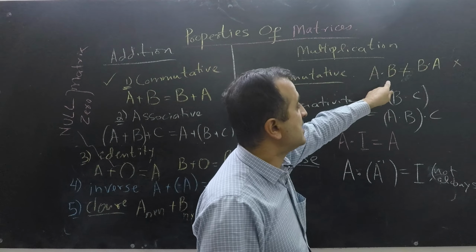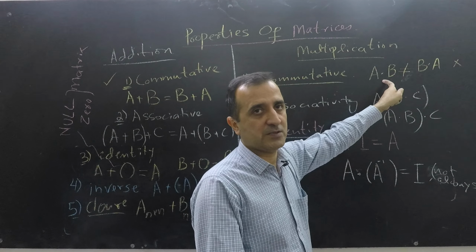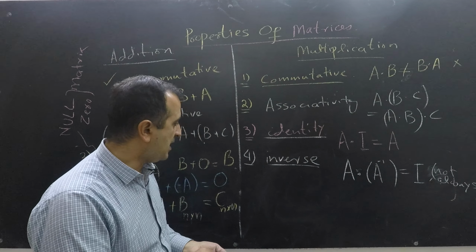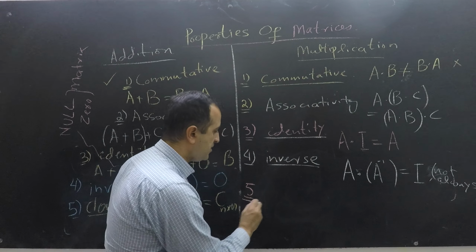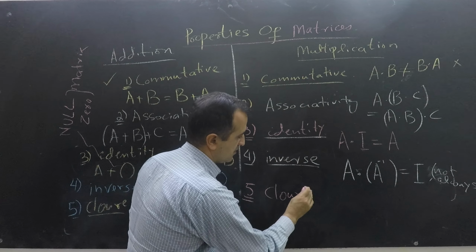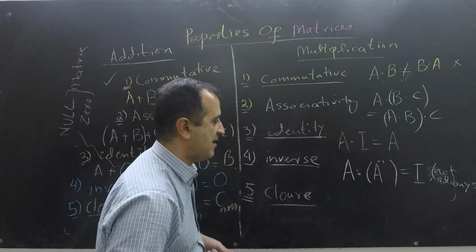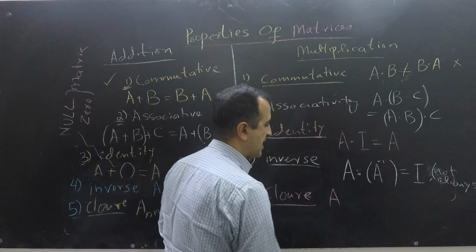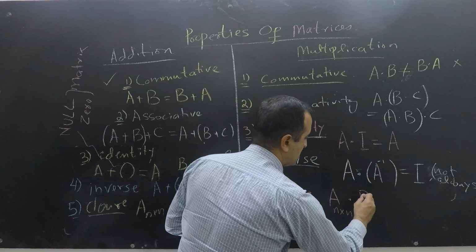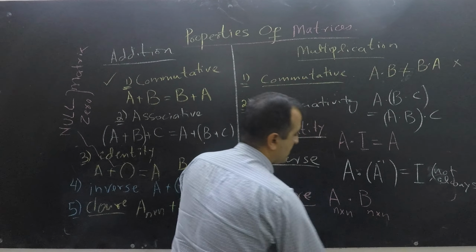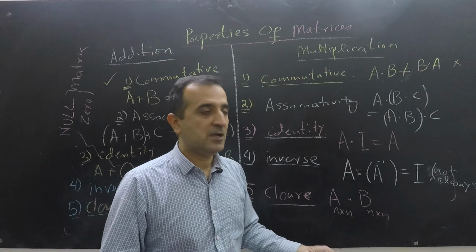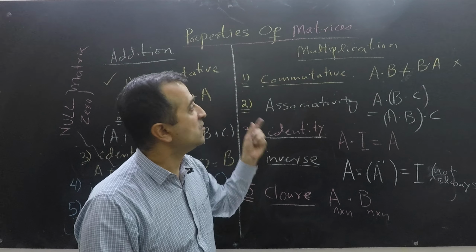Similarly, this property exists sometimes, but not always. So last, the fifth one is closure. That means if I have matrix A, and let's say A has dimension n by n, and I multiply with matrix B, and B also has dimension n by n, then my result will be C, and C will also have dimension n by n. So the closure property exists in case of multiplication also.